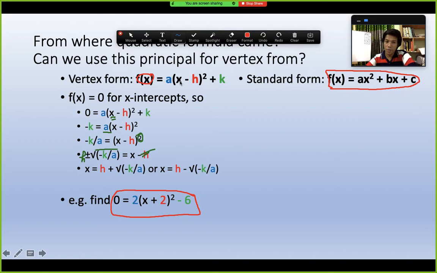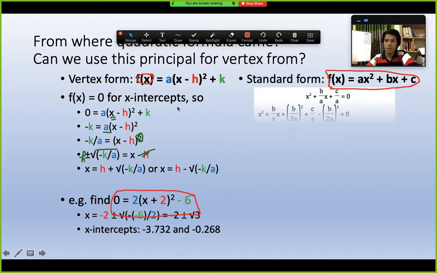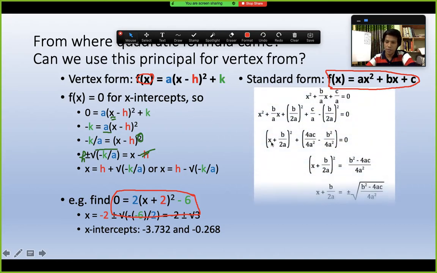Let's recap what we have done here. So we tried to find out the x value by putting f(x) equals 0. Okay, so let's look at what happens. And this is an example to find out the x-intercepts. Now look at this side.